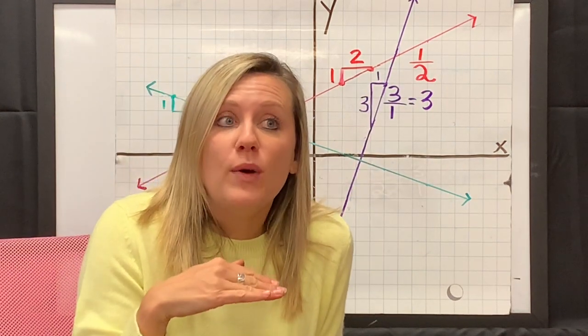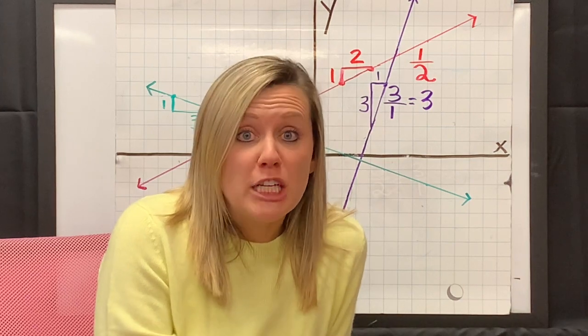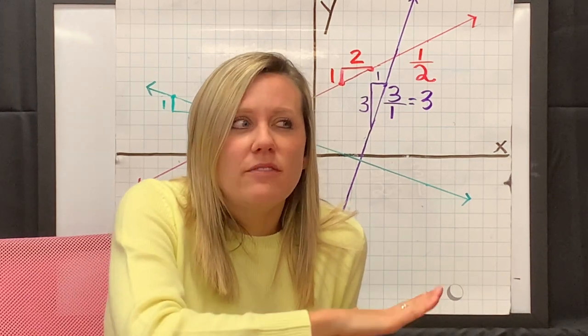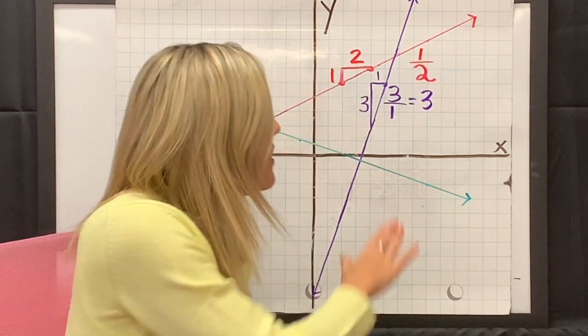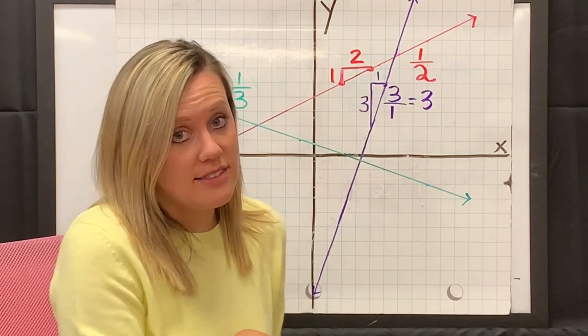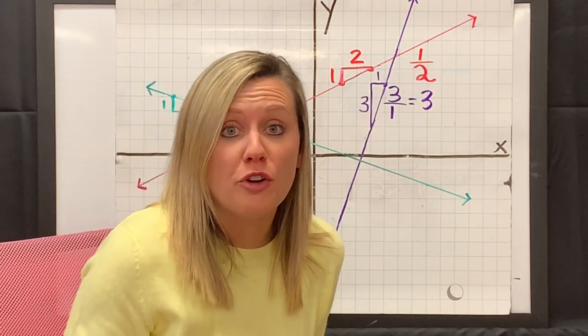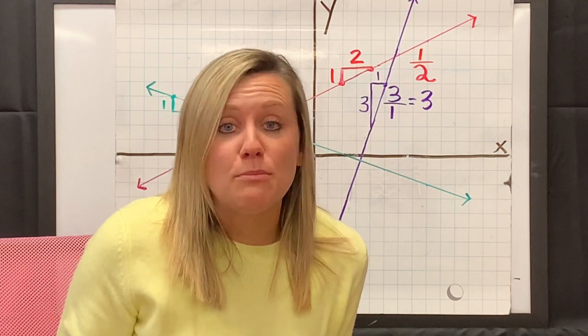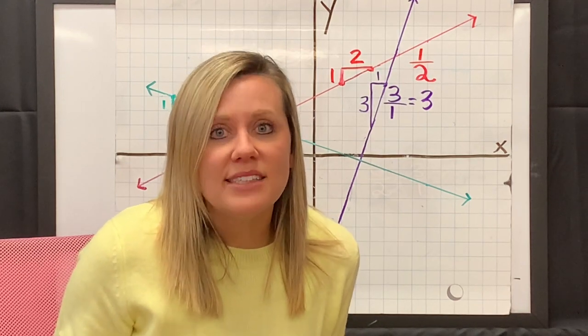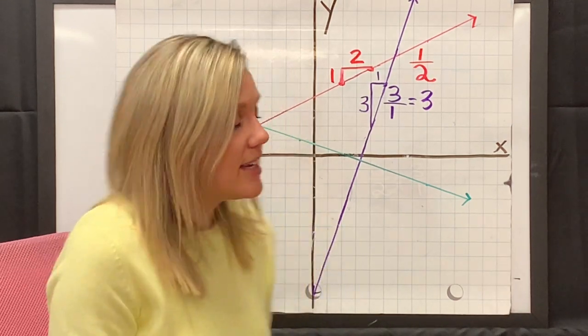Now, if you look at the number 1/3, 1/3 is smaller than the number 3 and the number 1/2. So even though it's a negative slope, it should also be kind of like less steep than these other 2 lines, okay? Because it's a smaller number. Remember, the smaller the slope, the less steep the line is, okay?